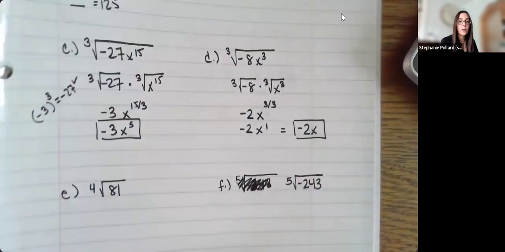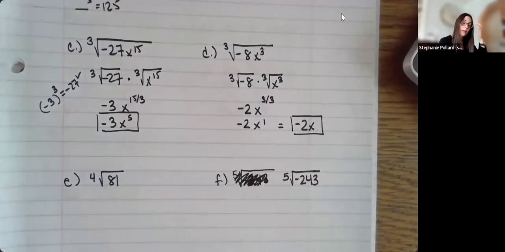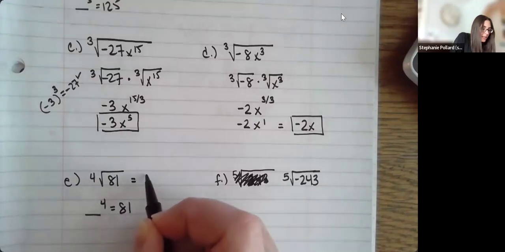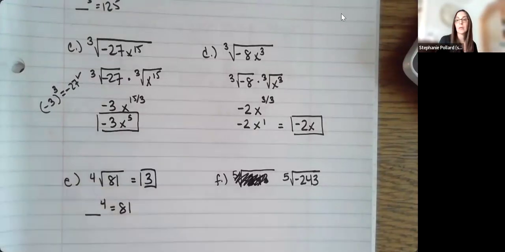Looking at a fourth root here, I have the fourth root of 81. So you're saying, well, what to the fourth power would give me 81? And what actually works there is 3. 3 times 3 is 9, times 3 again is 27, times 3 again is 81. So the answer there would be 3.